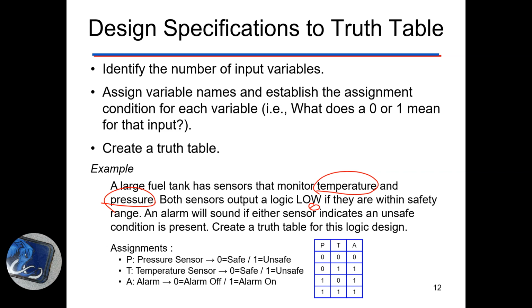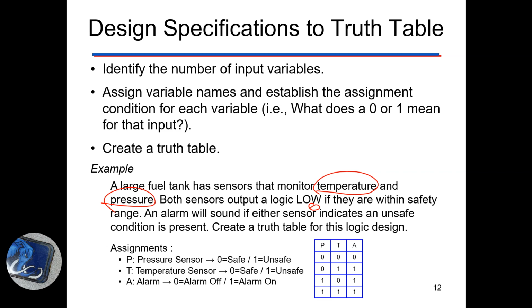Basically, what they're saying is there's two different sensors here. If either one of those sensors goes to a 1, that means it's unsafe and we're going to have a problem. What kind of gate is that? Does anybody remember? OR gate, yes. That's an OR gate because if either the temperature or the pressure sensor goes to a 1, then our alarm's going to go off. Does that make sense? All right.